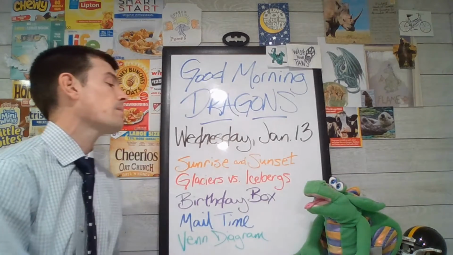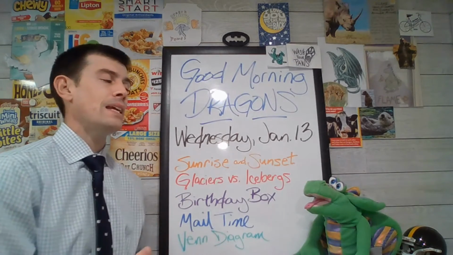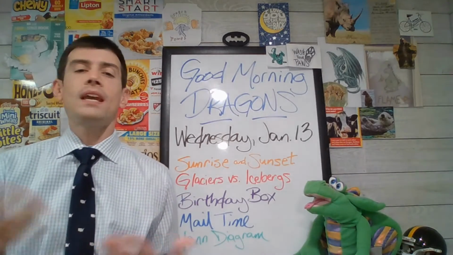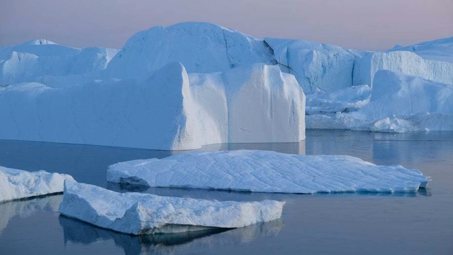And it got us thinking, how many icebergs are there in the world? Well, we can't really count that because there are so many different floating pieces of ice. But how many states have glaciers? We might have to solve that by the end of our show today.